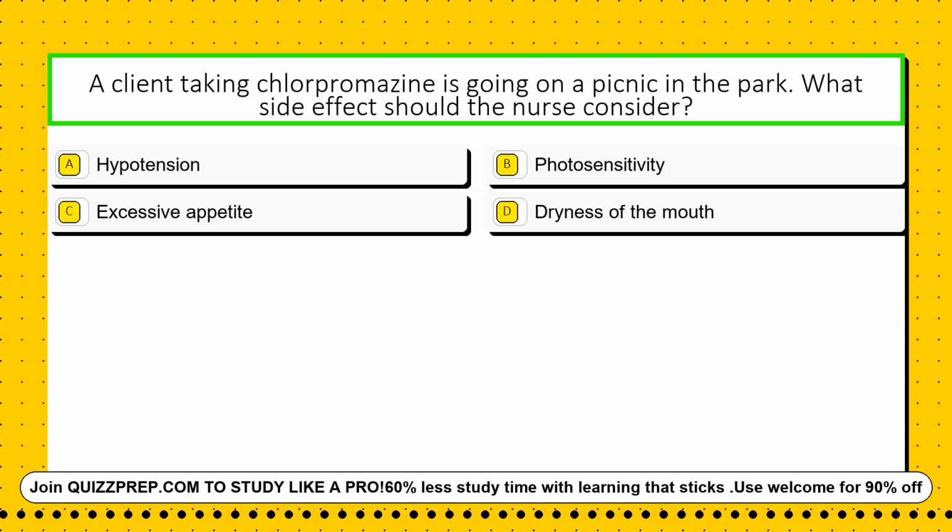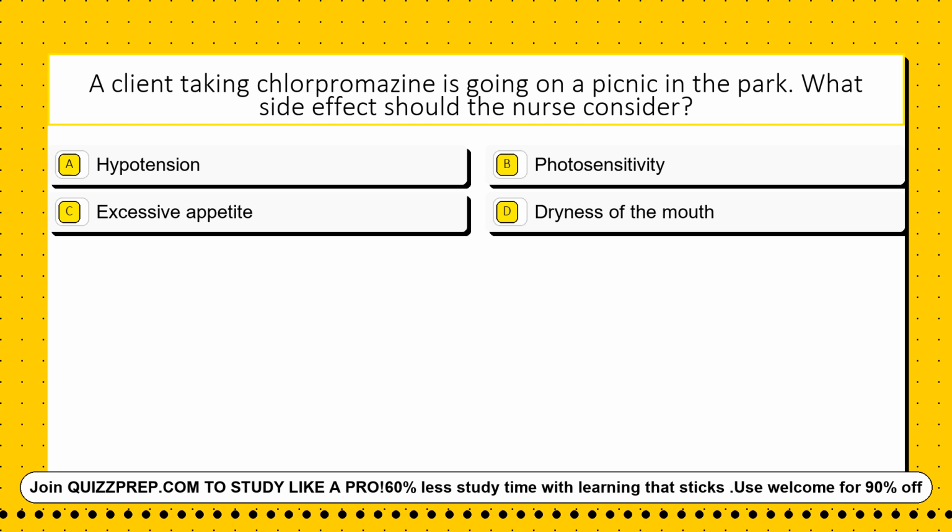Question 67. A client taking chlorpromazine is going on a picnic in the park. What side effect should the nurse consider? Option A. Hypotension. Option B. Photosensitivity. Option C. Excessive appetite. Option D. Dryness of the mouth.